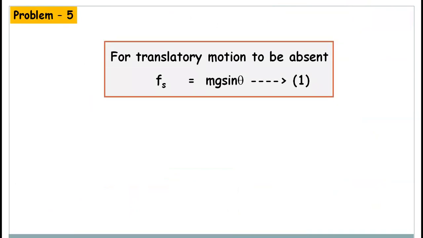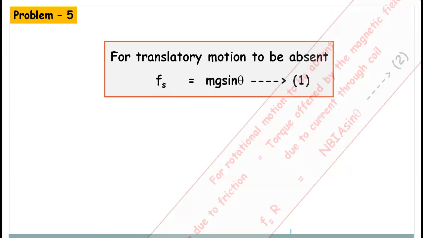For translatory motion to be absent, the friction should be equal to the horizontal component of the gravitational force, that is mg sin theta. We already saw it in the earlier slide. So F is equal to mg sin theta. So take it as number 1.